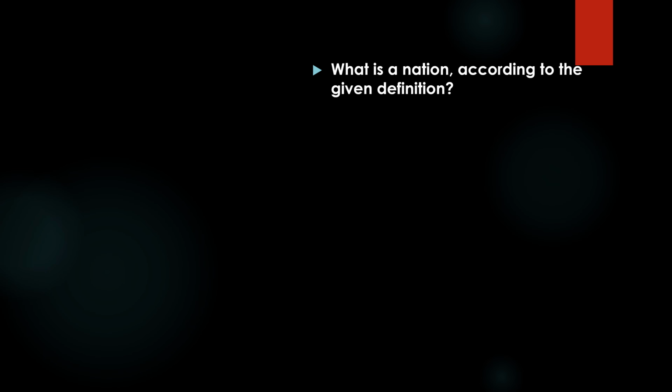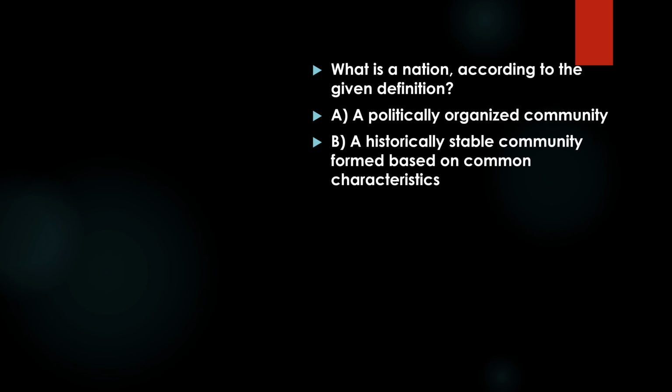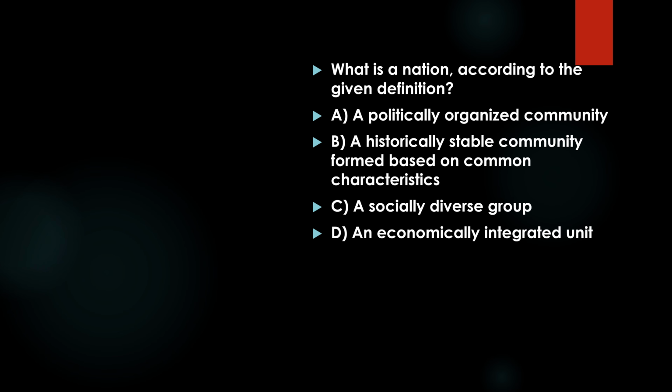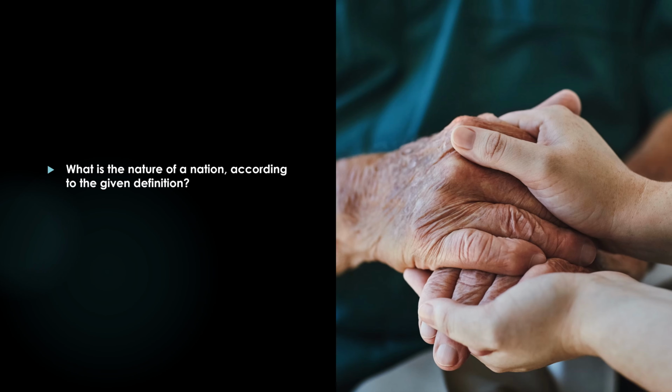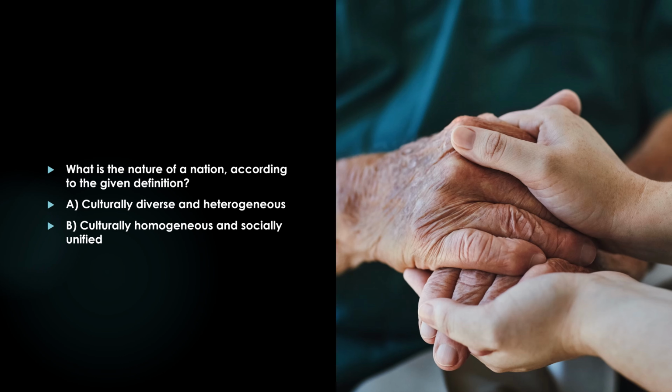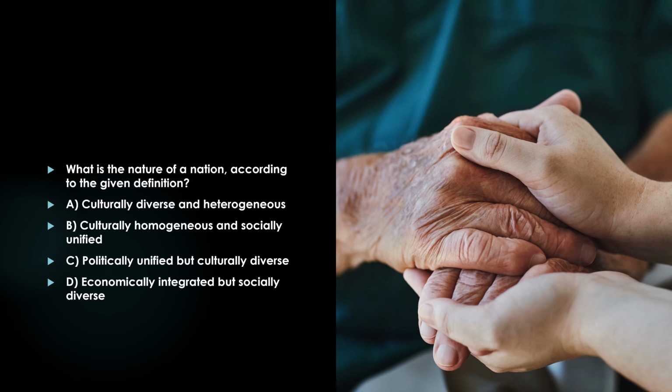What is a nation according to the given definition in the book? A political organized community, a historical stable community formed based on common characteristics, a social diverse group, an economically integrated unit. Answer B, a historical stable community formed based on common characteristics. What is the nature of a nation according to the given definition in the textbook? Culturally diverse and heterogeneous, culturally homogeneous and socially unified, politically unified but culturally diverse, economically integrated but socially diverse. Answer B, culturally homogeneous and socially unified.